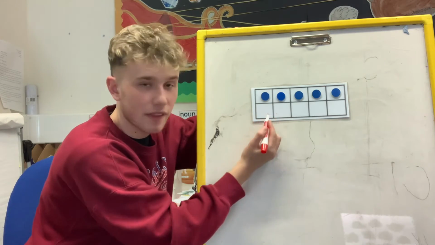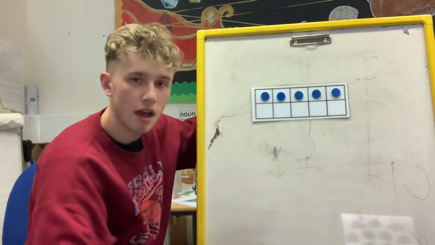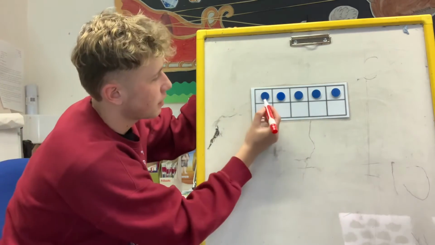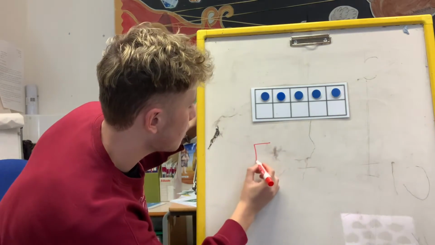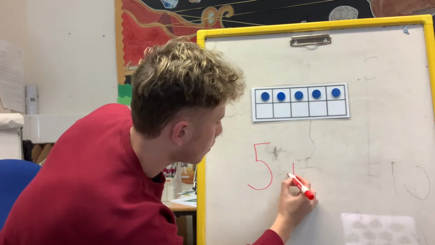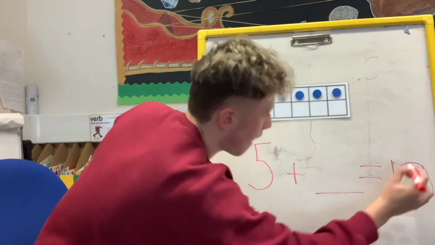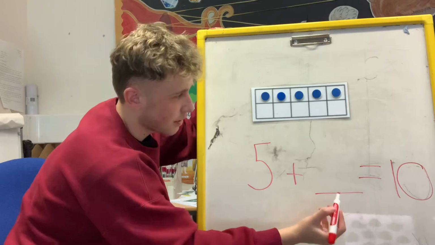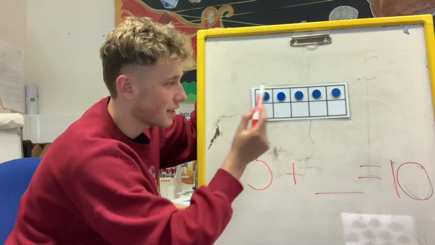Hopefully you got the answer 5. 1, 2, 3, 4, 5. And from this we know that there is 5 out of 10. So we can write the equation 5 plus something equals 10. And to find this missing number, we need to count how many spaces are left in this tens frame.